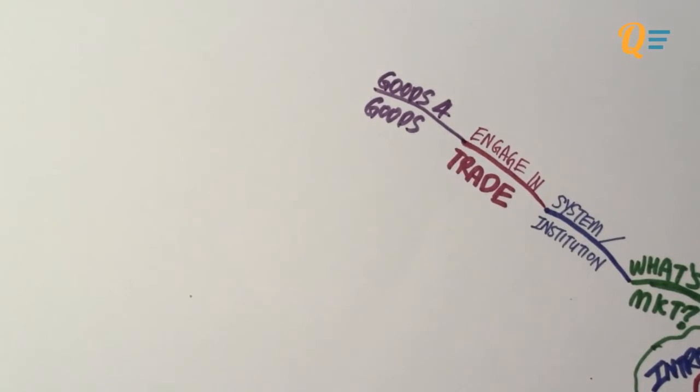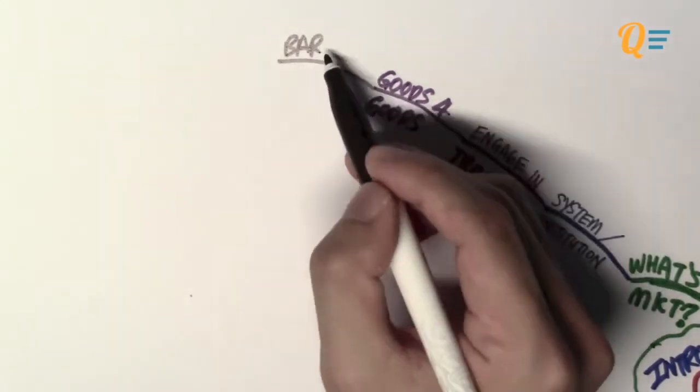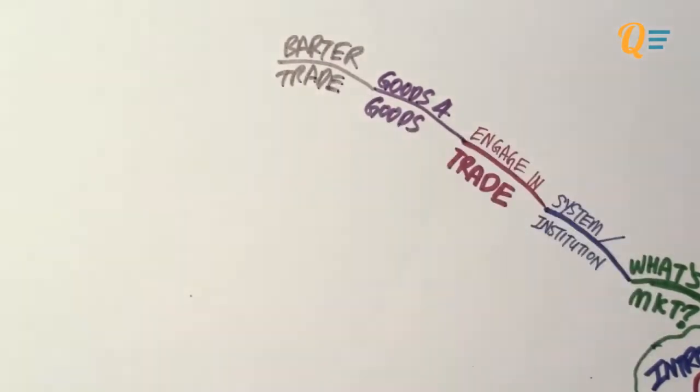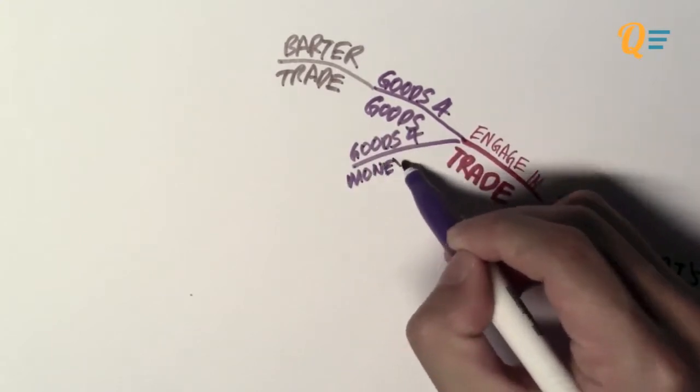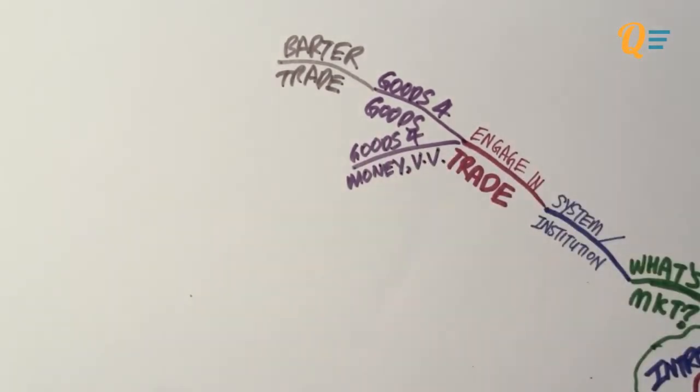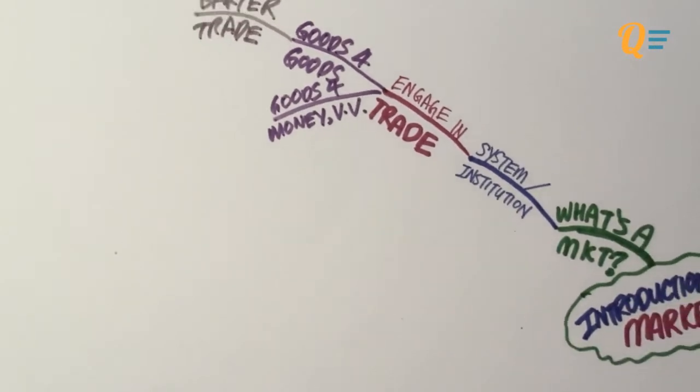They're either going to trade goods for goods, and this is known as barter trade. I think some of you might have heard this term already. That's a more traditional way, right? They can also trade goods for money and vice versa. That's the more modern way of doing things.